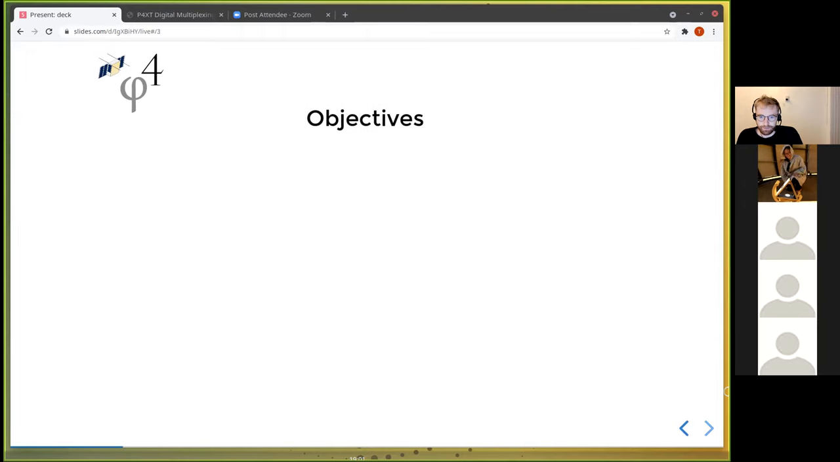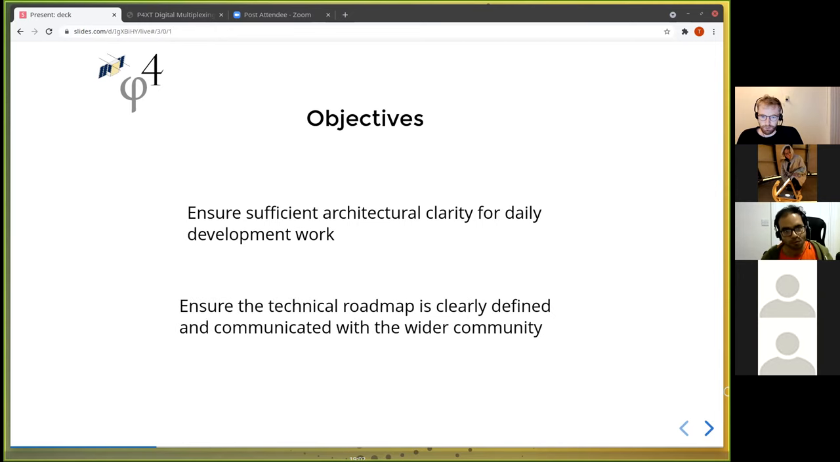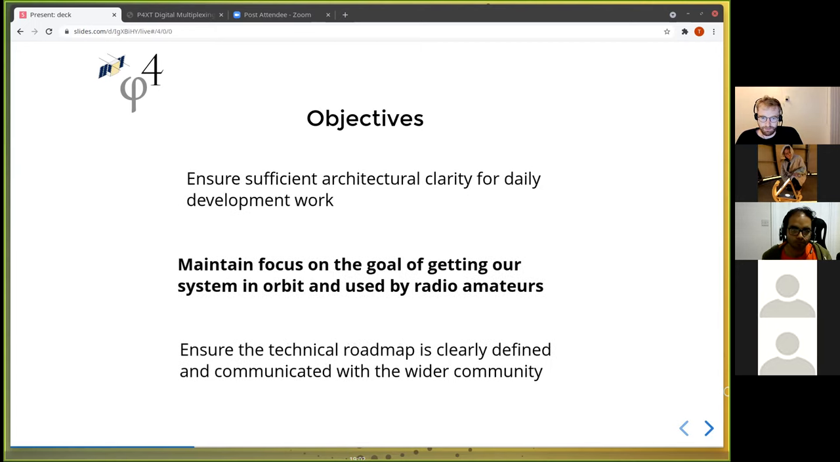The objectives as I see it are that we want to make sure that there's clarity of the architecture, so that when people are working on things day to day, they don't get confused and lost in what it is they're trying to achieve. Then also, and there's been a lot of discussion with Juno and other people, we need to communicate what we're trying to do to the wider community and provide options so that people can join the project easily. So it's clear what we're trying to do and where we need help. And then an overarching objective is to maintain focus on the goal of getting our system in orbit. So that's basically the objectives as I see it.